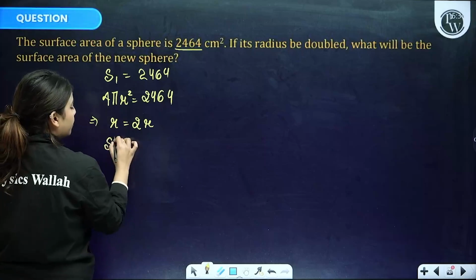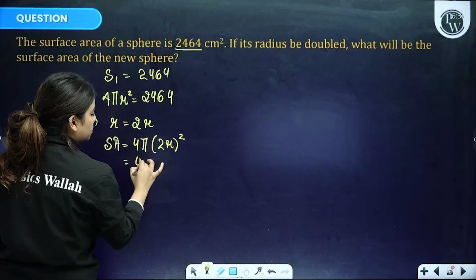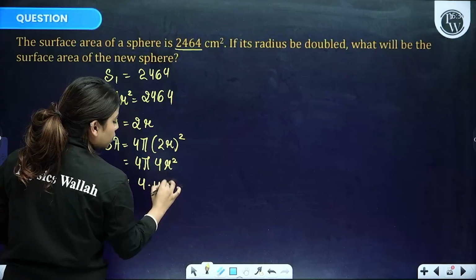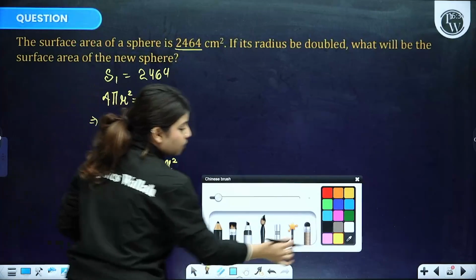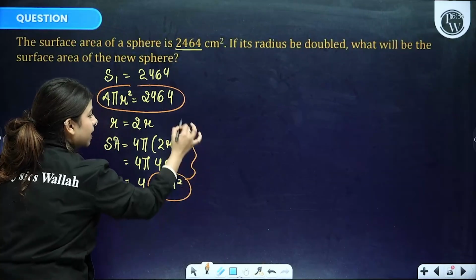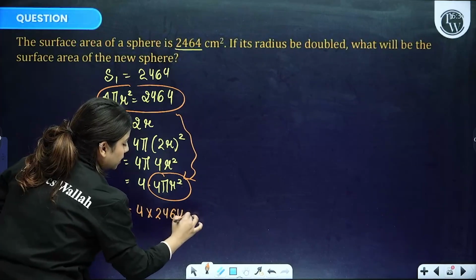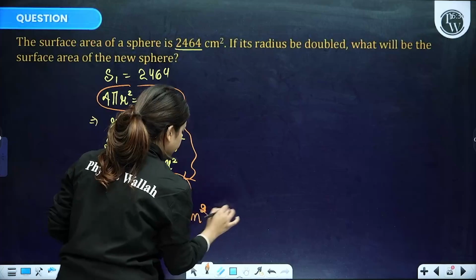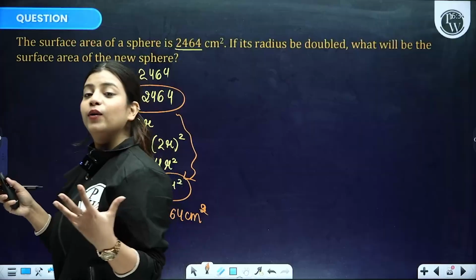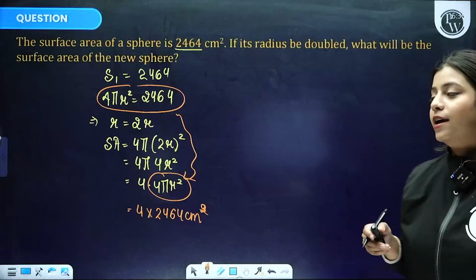So, surface area will become what? 4 pi r square becomes 4 pi (2r) square, or we can say 4 into 4 pi r square. We are already aware about the value of 4 pi r square. We just have to put this value over here. Now it will become 4 into 2464 centimeter square. So without even calculating the radius of that particular sphere, we have calculated our surface area for the new sphere when the radius is doubled.